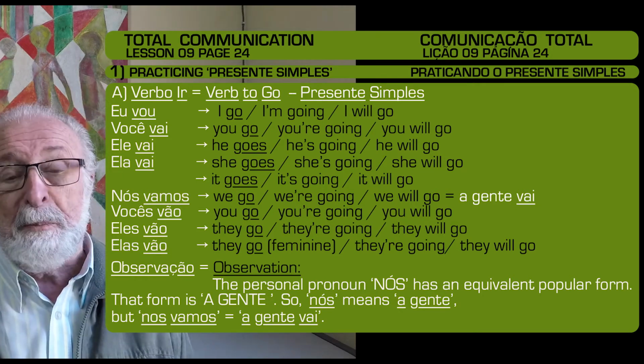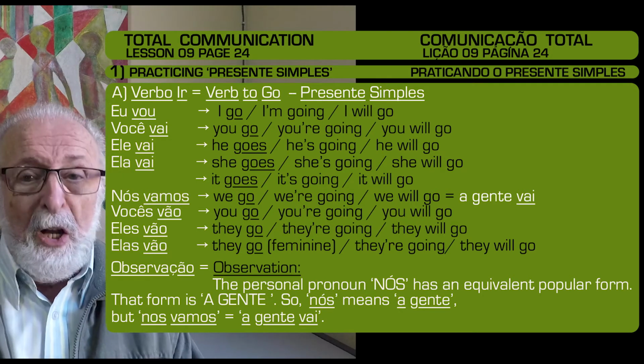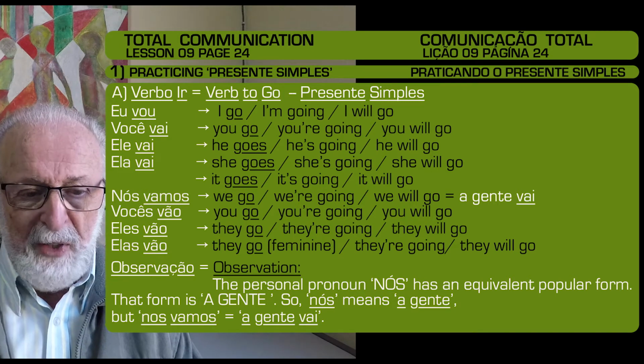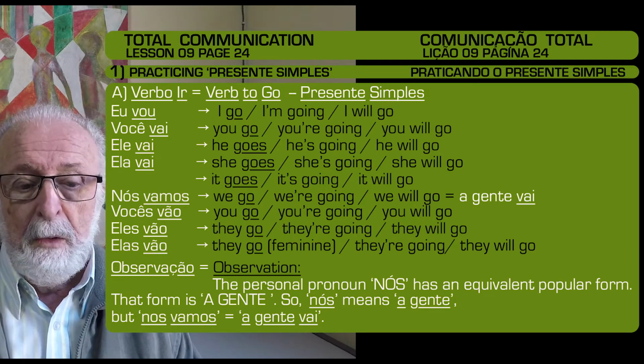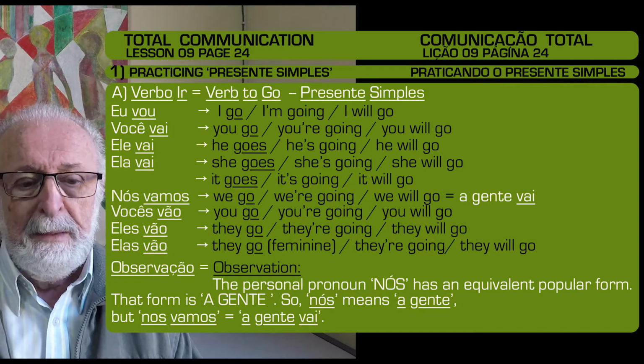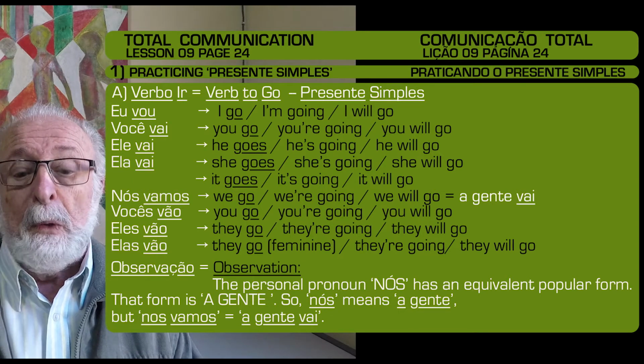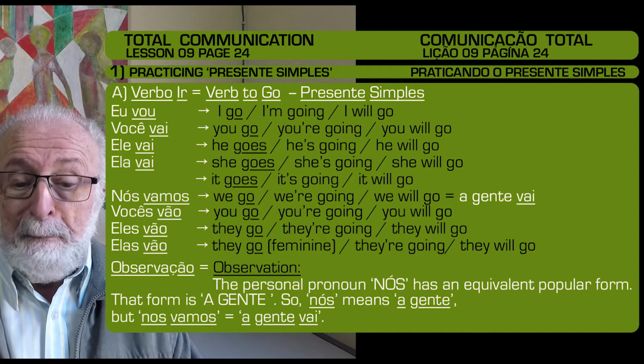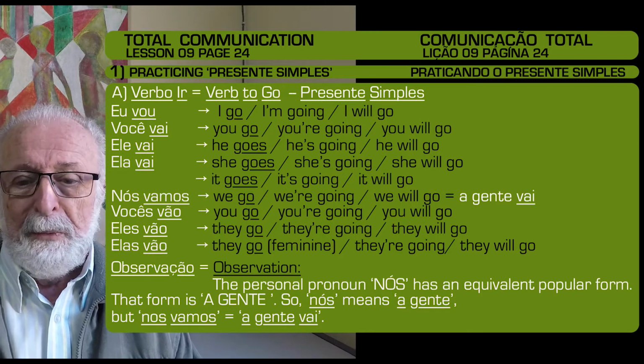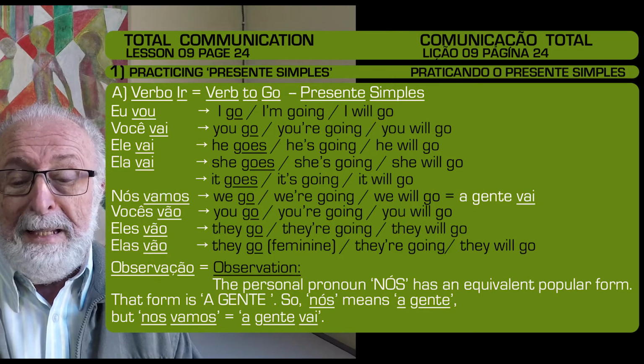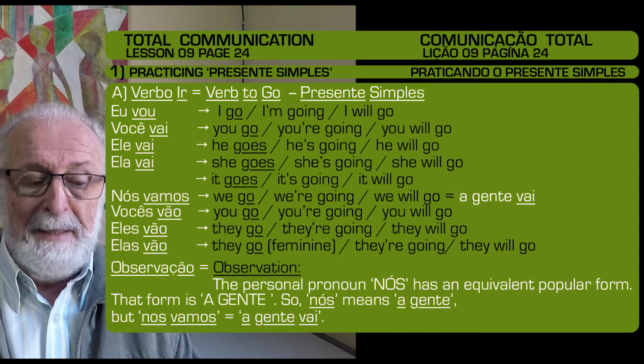Plural now. First person plural. Nós vamos. We go, or we're going, or we will go. I put there something new for you. We'll go, I put equals a gente vai.